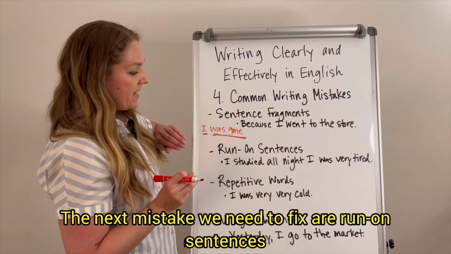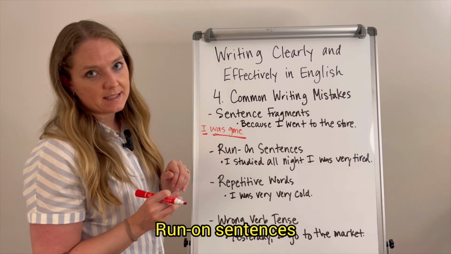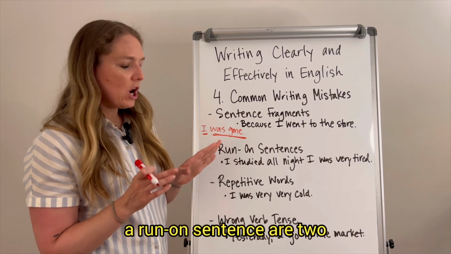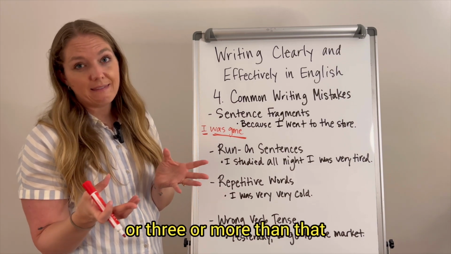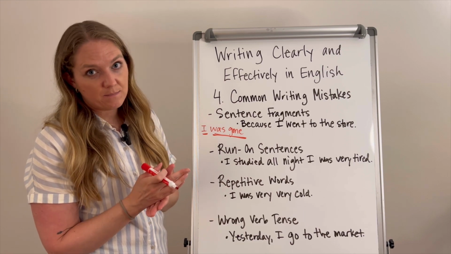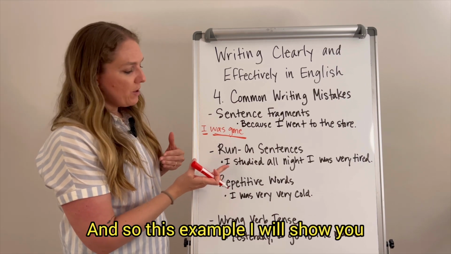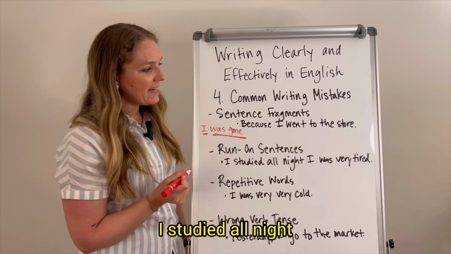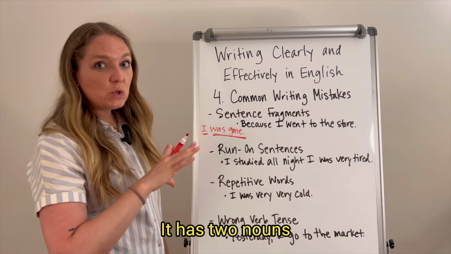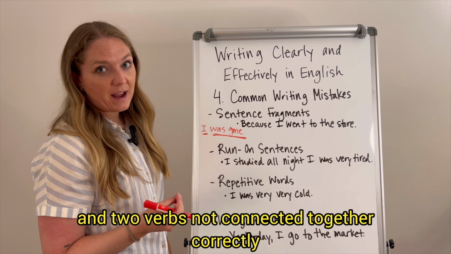The next mistake we need to fix is run-on sentences. So the opposite of a fragment, a run-on sentence is 2 or 3 or more complete sentences not connected together correctly or not separated correctly. And so this example I will show you. I studied all night. I was very tired. This sentence is a run-on. It has 2 nouns and 2 verbs not connected together correctly.